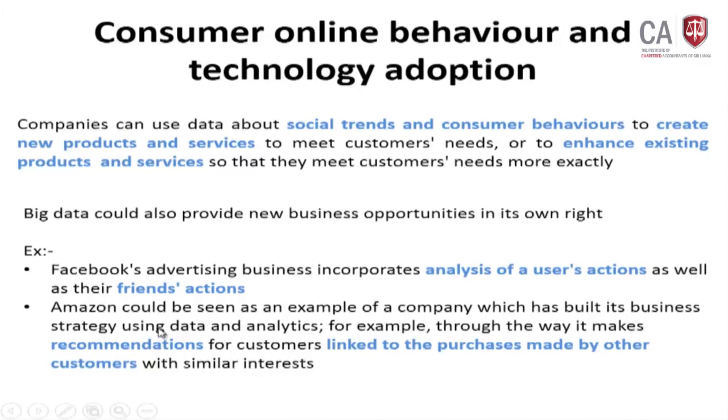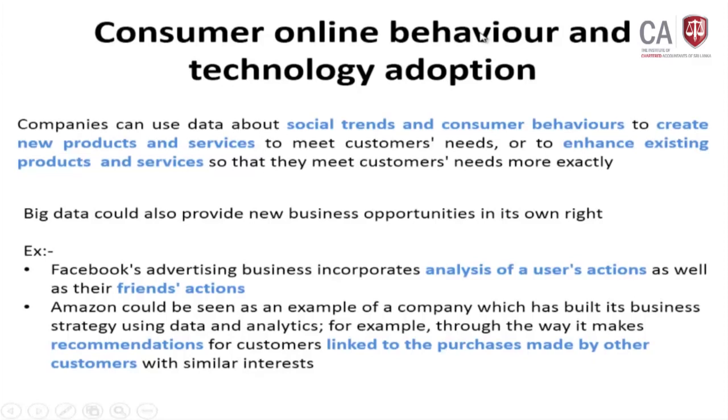And Amazon is another example of a company which has built its business strategy using data and analytics, for example through the way it makes recommendations. These recommendations are highly accepted by the e-business community. So when people are dealing with companies through a website and want to buy products, they see the recommendation. Who has recommended the products? So that is the behavior impacted in e-business.